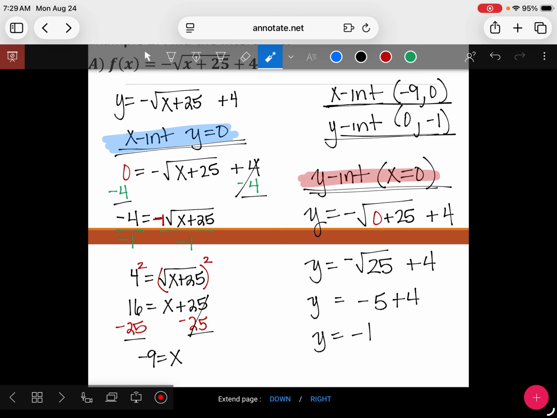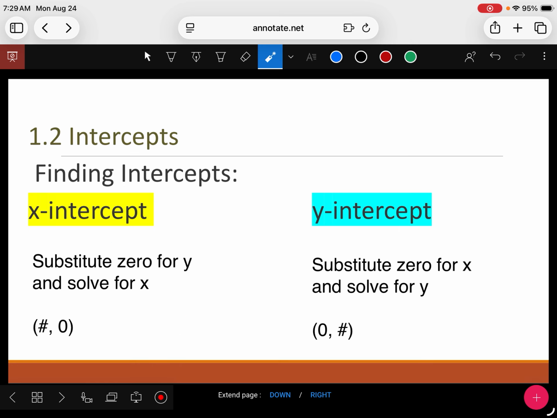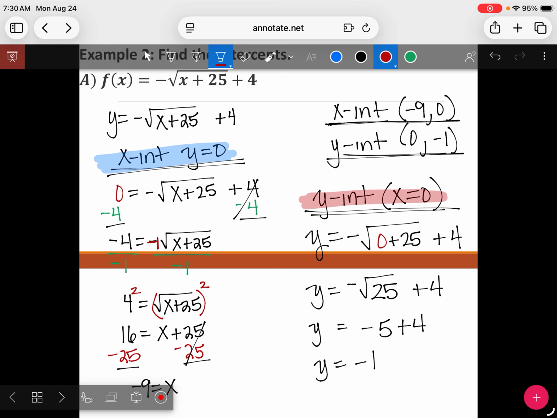Why didn't you substitute the x, like the negative 9, into the other equation? Because we have to go back to the definition. If you're trying to find a y-intercept, you substitute a 0 in for x. And if you're trying to find an x-intercept, we substitute the 0 in for y. An intercept is where it crosses through the axis, and it crosses through the axis when the other variable is 0. Good questions. Any other question?